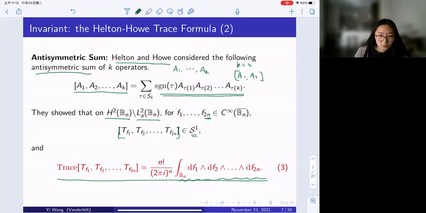Lane Cohn has a paper generalizing this idea. It generalized the Helton-Howe trace formula, and under a very wide setting, he defined the so-called Chern character, and this would also lead to some geometric invariant.